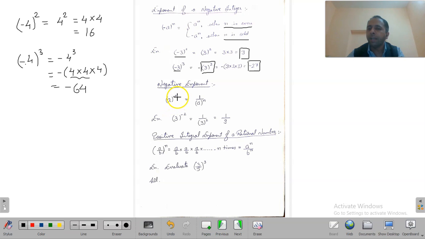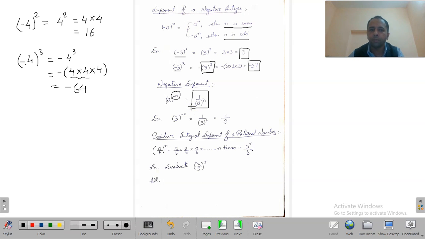a to the power minus n. Now here the exponent value minus n is negative. So in case when the exponent value is negative, what will we do? We will take the reciprocal.